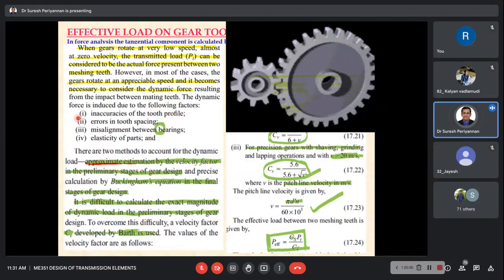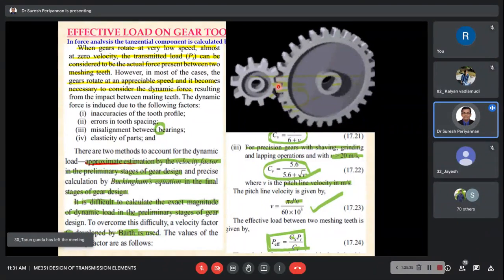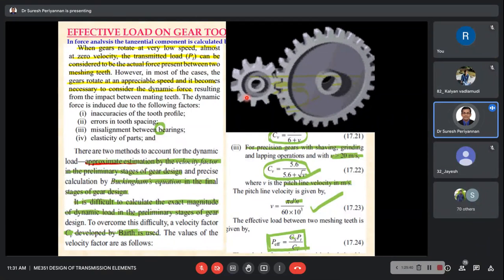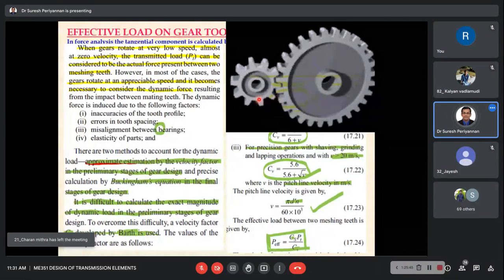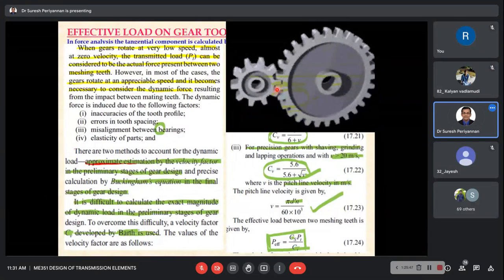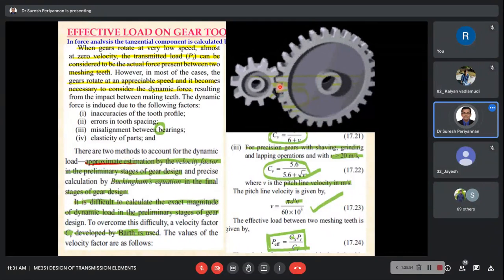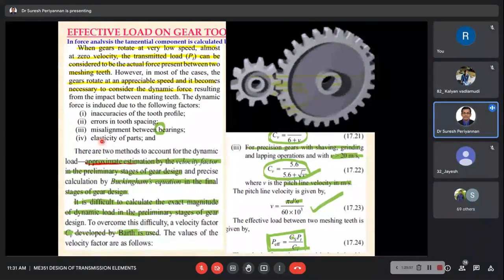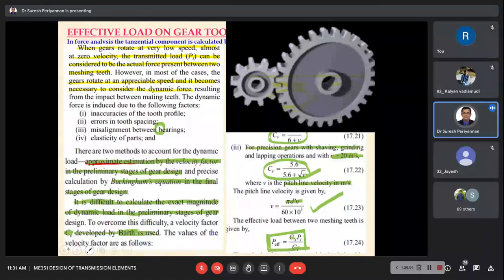The reasons are inaccuracy of tooth profile. See here, now this gear is engaging. Suppose more gap is there, it may cause backlash, as we discussed today. Another way, it may be an impact load acting on the gear teeth or pinion teeth. Then errors in tooth spacing, misalignment between bearings, and elasticity of the parts. These are the things making it very difficult to track the dynamic force.